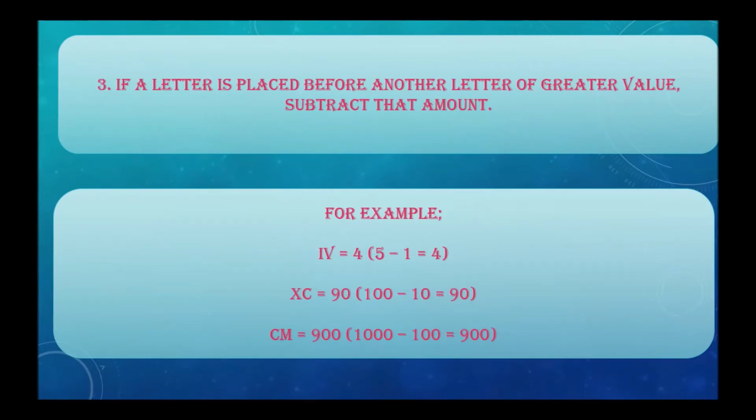If a letter is placed before another letter of greater value, subtract that amount. For example, if 1 is placed before 5, then we will subtract this. So 5 minus 1 is 4. XC. So 100 minus 10 is 90. CM. So 1000 minus 100 is 900.